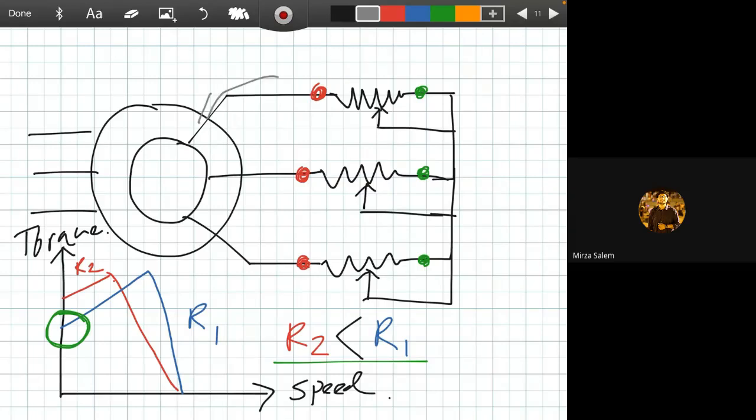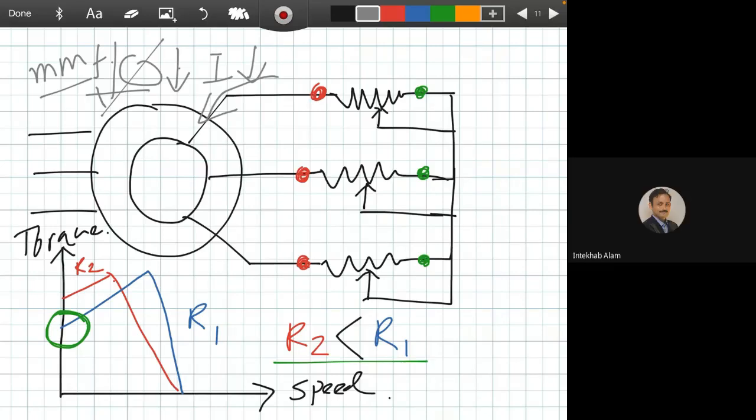If you control the inside current, there will be a change in the flux. If there is a change in the flux, the MMF will be reduced. If you reduce the current, the flux will be reduced. If the flux is reduced, the MMF will be reduced. So the starting torque will also be reduced. Okay. So these are all logical consequences.